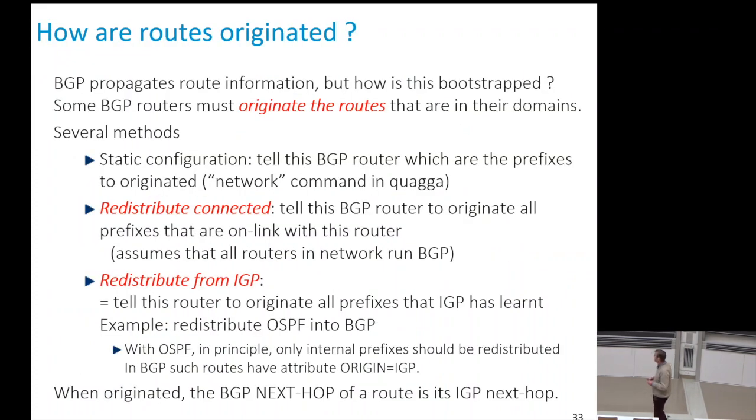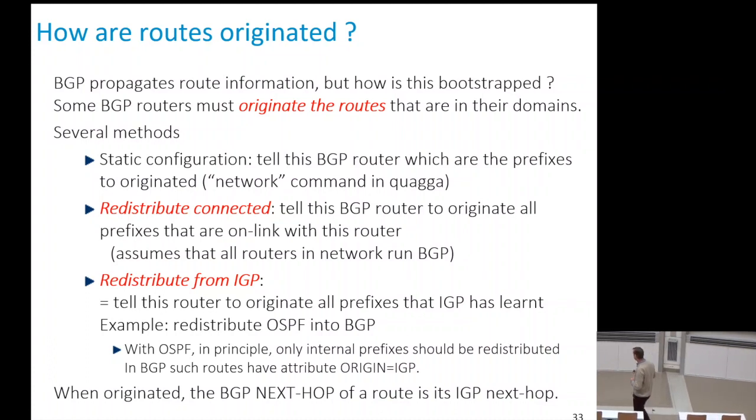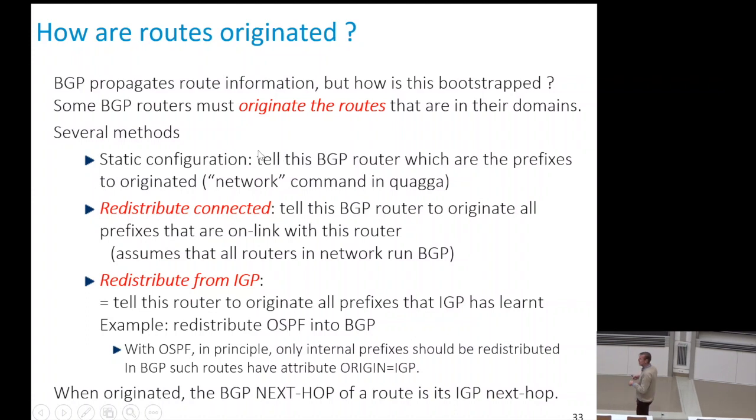How are routes put into BGP by the domains to which they belong? This is called originating a route. Well, you can always do static configuration. You can write a script that will tell each of your routers which routes have to be originated by which router. This is probably what was done in the second example that I showed, where only some routers were showing some of the routes.